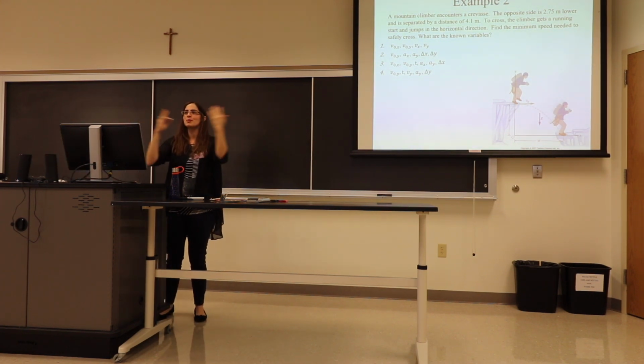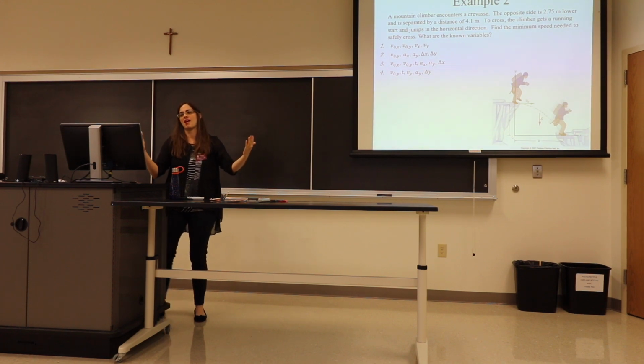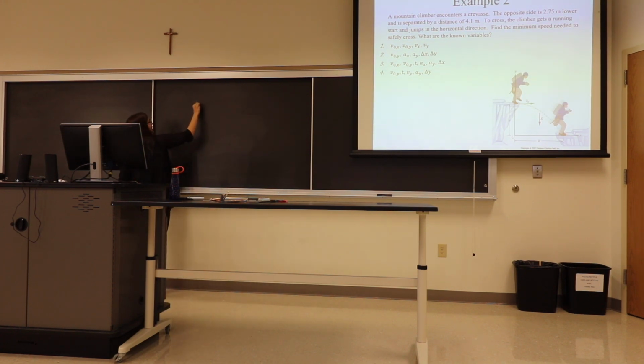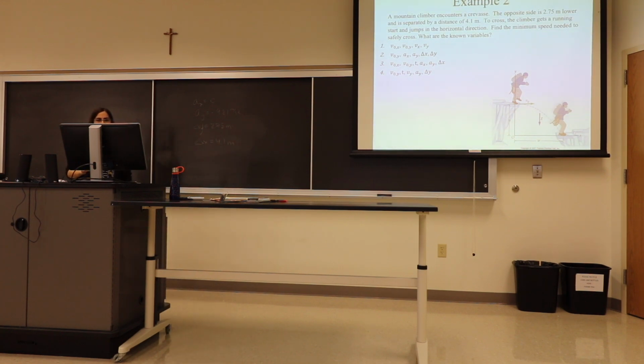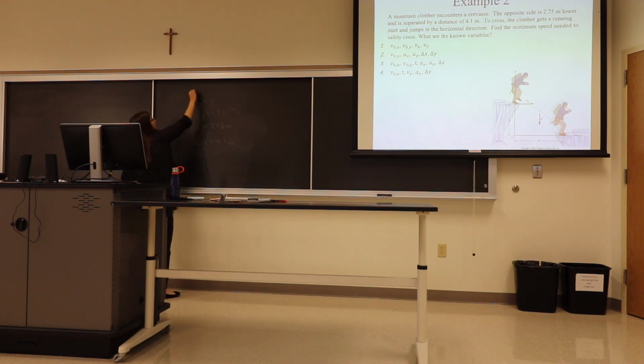Okay, so variables. What variables do I know? Somebody shout out a variable that I know. AX. What is AX? 0. Okay, another one. AY is negative 9.8. Okay, good. Give me another one. Delta Y is 2.75. Delta X is 4.1. V0Y is 0. We don't know V0X. That's what we need to find though, right? Right, so we're looking for V0X.